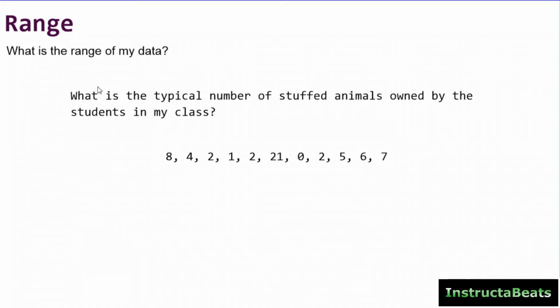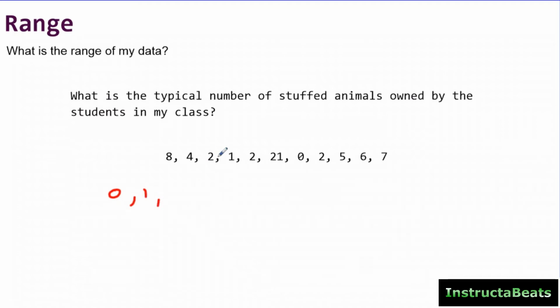So again, the question we're trying to answer is what is the typical number of stuffed animals owned by the students in my class? And we already talked about this, but we had a lot of different answers. So the best thing to do anytime you have data is to list it in order from least to greatest. So we know the least was 0.